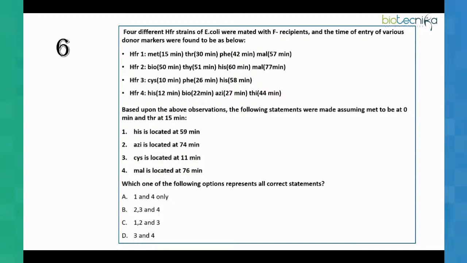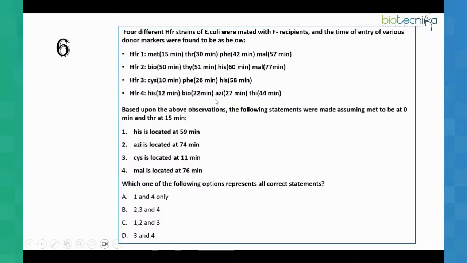Now this is a question that I have from bacterial genetics, microbial genetics. 4 different HFR strains of E. coli were mated with F minus recipients, and the time of entry of various donor markers were found to be as below. HFR1, HFR2, 3, and 4. Based upon the above observation, the following statements were made, assuming MET to be at 0 minute and 3O to be at 15 minute. Which one of the following options represents all correct statements? For this particular question guys, I will give it to you for your homework. I am giving you a hint.